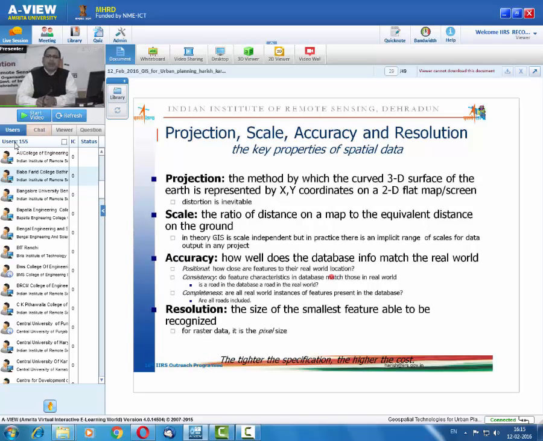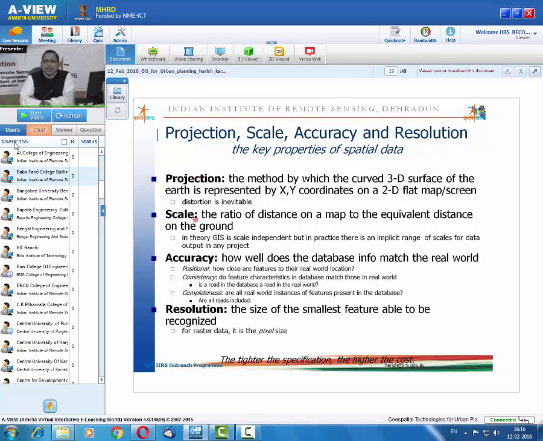I also mentioned four important characteristics of geographical data models: the projection system, scale, accuracy and resolution. Projection is one of the important activities we perform in GIS. It is a method by which the curved three-dimensional surface of the earth is represented in two-dimensional x, y coordinates on a flat map or screen. The basic idea is how the 3D model of the world can be represented as a two-dimensional output like a map or a screen. Without losing measurement accuracy, we have to apply some mathematics, and this is known as a projection system.